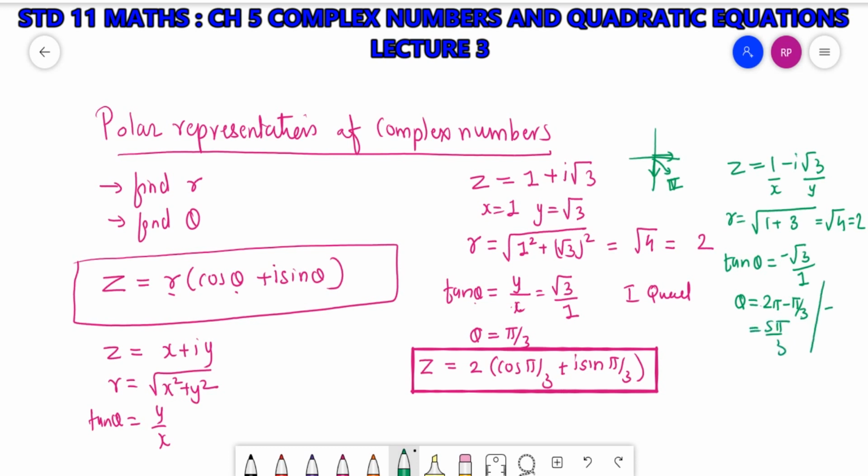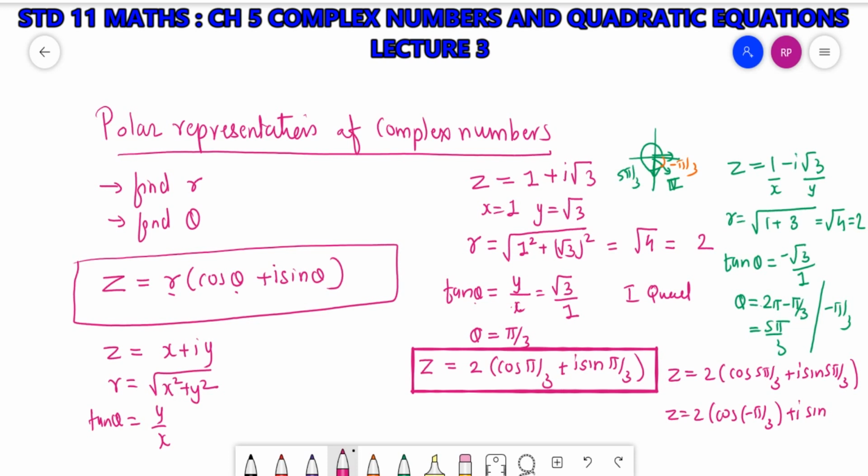You can also use minus pi by 3. How? This angle is 5 pi by 3. But if I go anti-clockwise, then this will be equal to minus pi by 3. So I can represent this in this way: 2 cos 5 pi by 3 plus i sine 5 pi by 3, or else 2 cos minus pi by 3 plus i sine minus pi by 3.